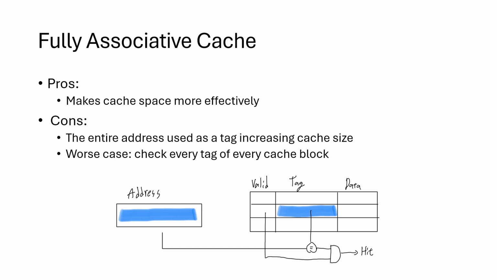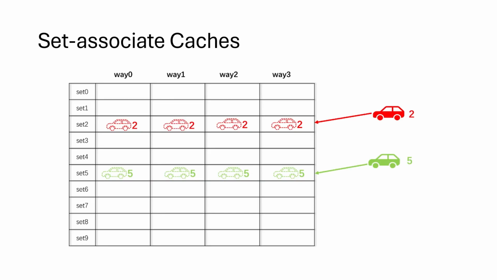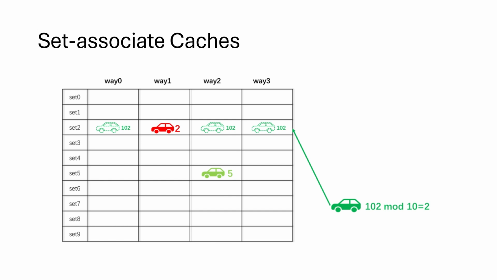And in the worst case, you will have to search all the cache to find the address. So the third method is set associative caches. In this picture, we can see the car has to choose the set it wants to park in and then choose the block. You can see the red car is going to set 2, the green car is going to set 5. And how the car chooses the set is by using the direct map cache method.